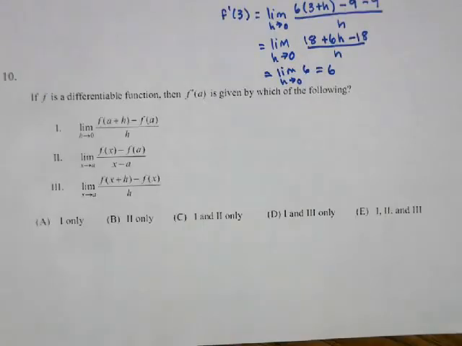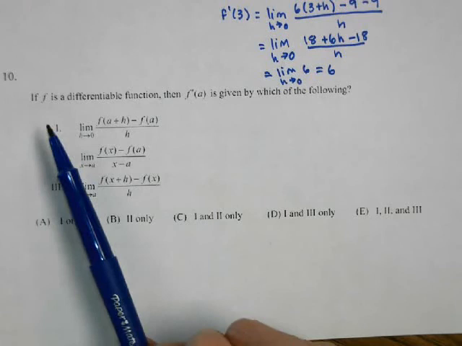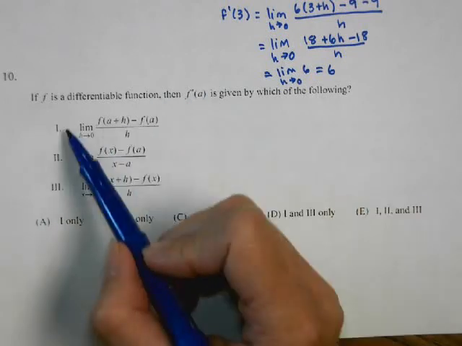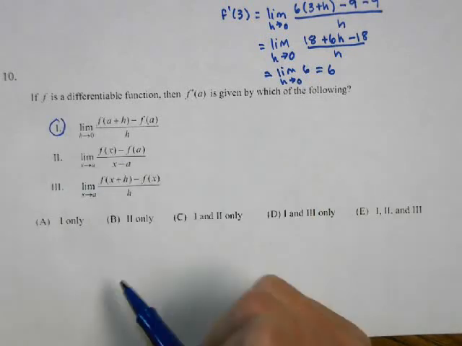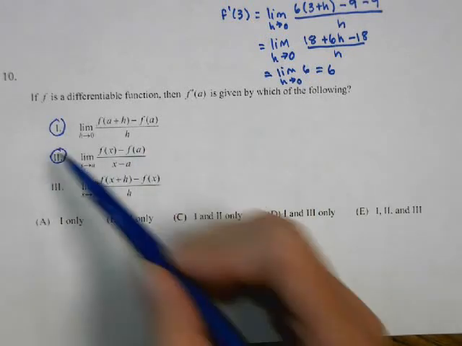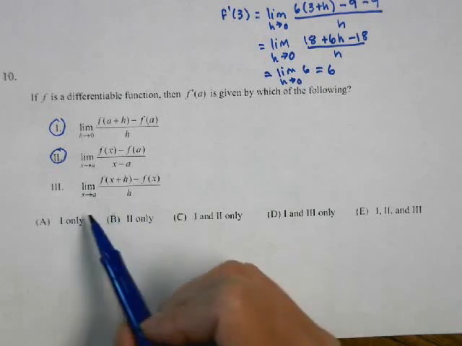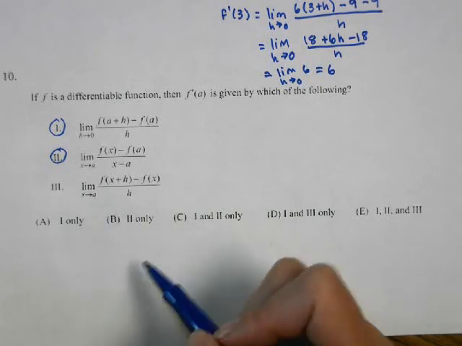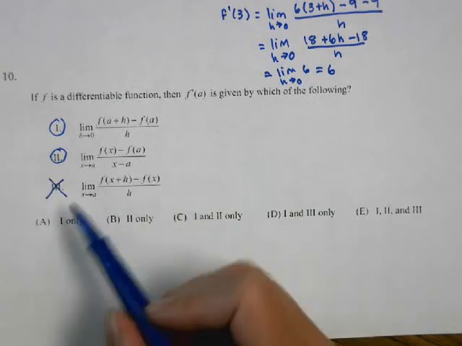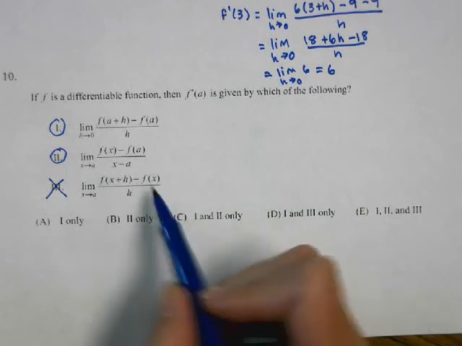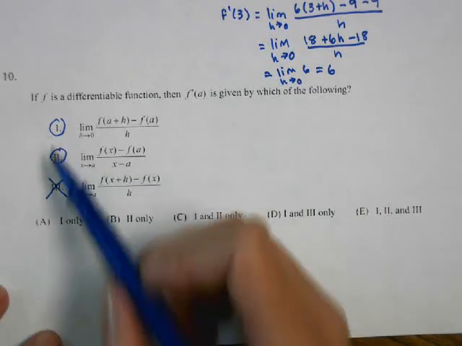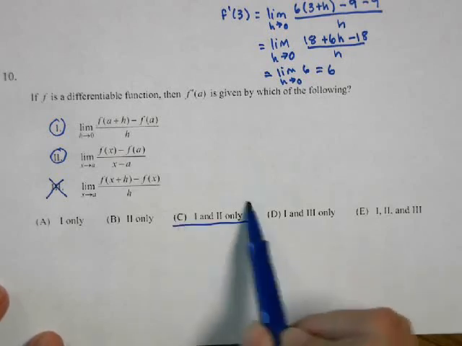Final example here. If f is differentiable, then f prime of a is given by which one? So this is absolutely one of our definitions. This is our alternate definition. This one, if you look carefully, if this was h goes to 0, maybe, but it's mixing the x's and the a's and the h's. There's too much there. So it's 1 and 2, which means we're looking at C.